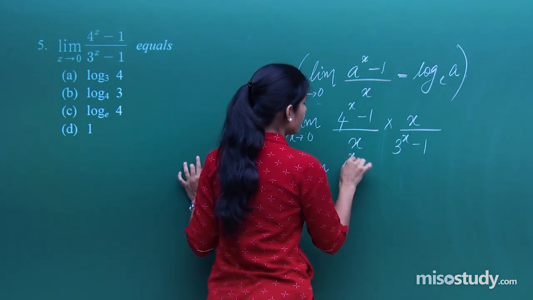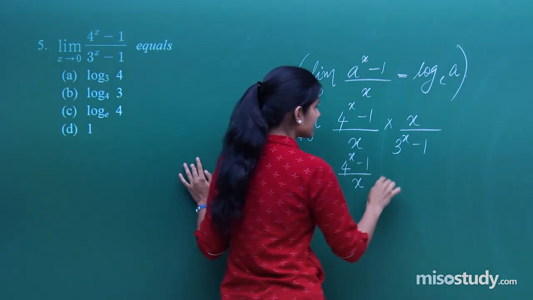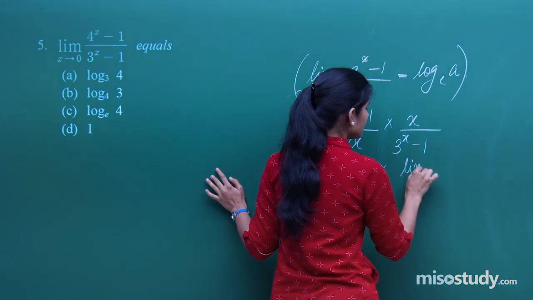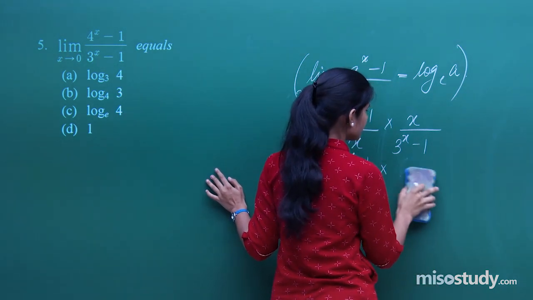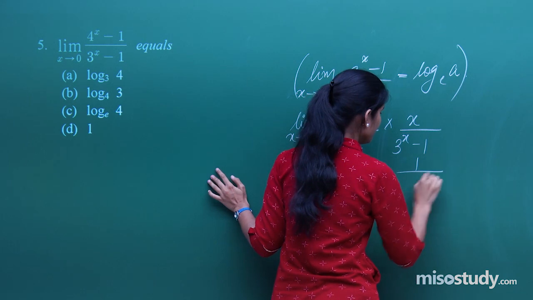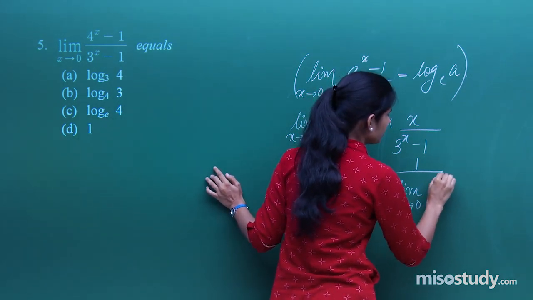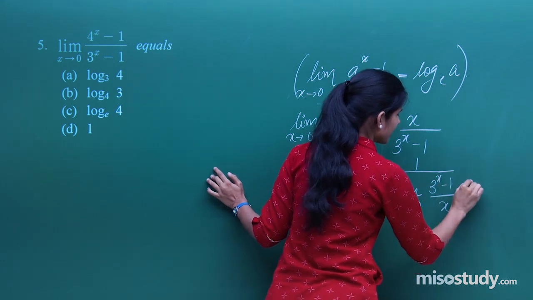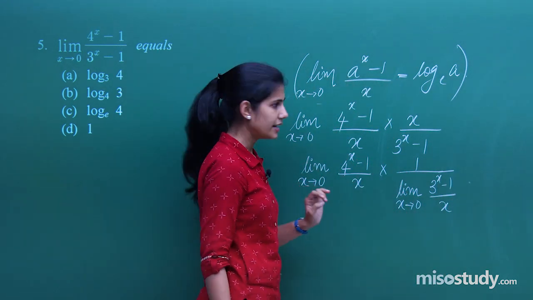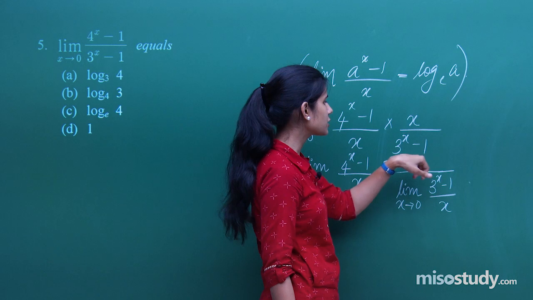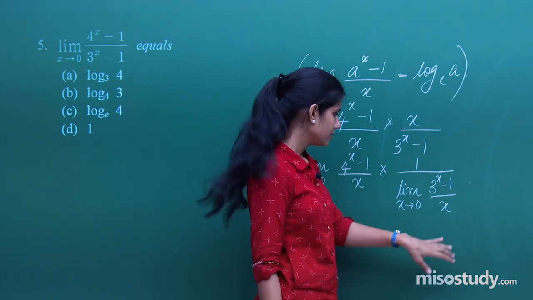What is this? I can write this as limit x approaches 0, 4 to the power x minus 1 whole upon x multiplied by 1 upon limit x approaches 0, 3 to the power x minus 1 whole upon x. I can write like this, right? I can write this as 3 to the power x minus 1 whole upon 1 by x, right?